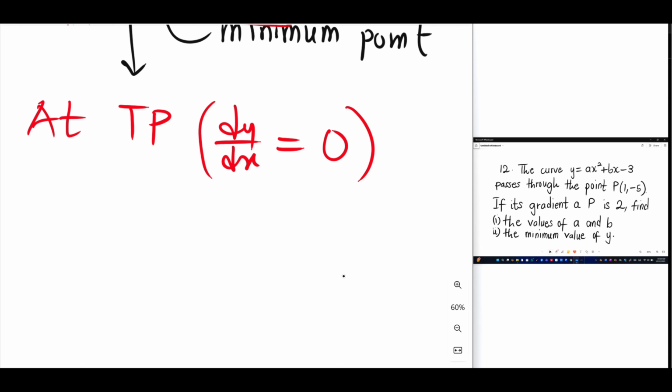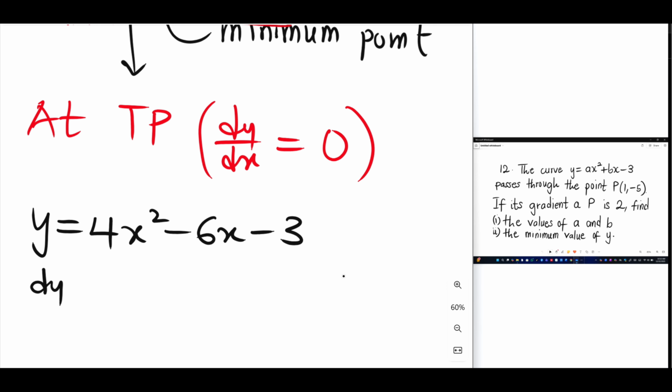So we are to find the minimum value, meaning we get the minimum value at the turning point. That is the minimum point. So we know the minimum point to be the x and the y coordinate, but here we are focusing on only the y. And we know that at turning point, the gradient function is equal to 0. So this is what we are going to do. We have our function to be y is equal to 4x squared minus 6x minus 3. So we are going to differentiate it. dy/dx will give us 8x minus 6.